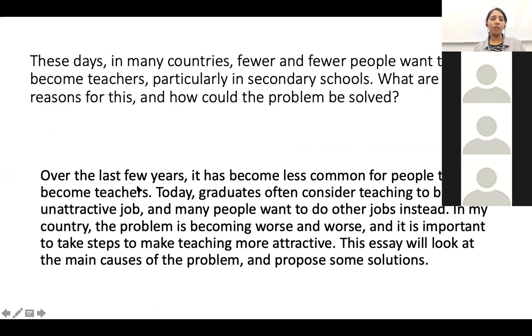So how to write this? Over the last few years, it has become less common for people to become teachers. Then you put a supporting statement. Today, graduates often consider teaching to be an unattractive job, and many people want to do other jobs instead. In my country, the problem is becoming worse and worse, and it's important to take steps to make teaching more attractive. This essay will look at the main causes of the problem and propose some solutions.